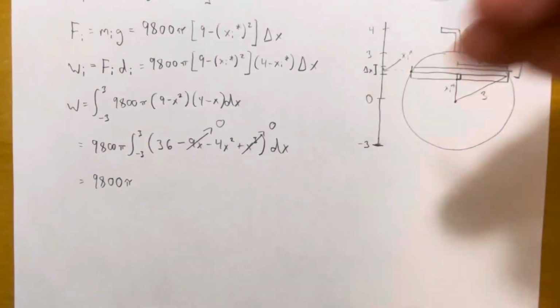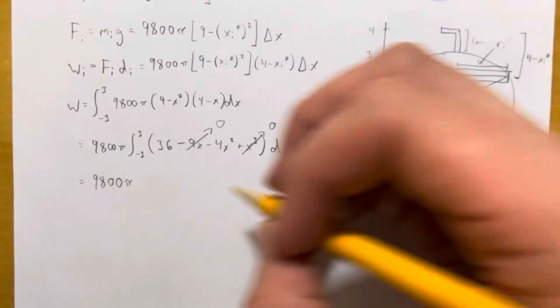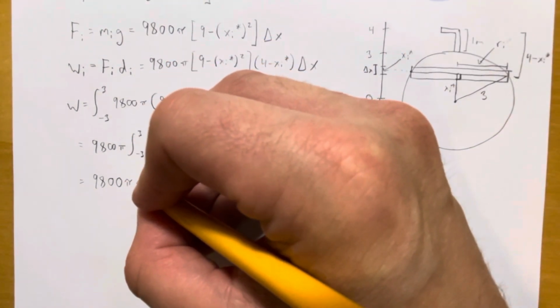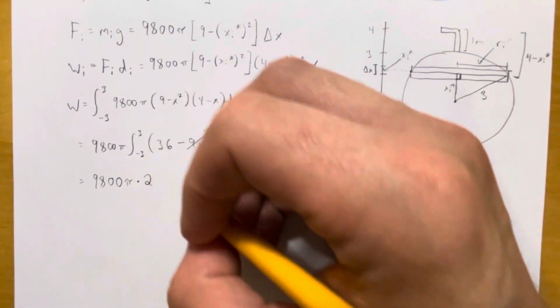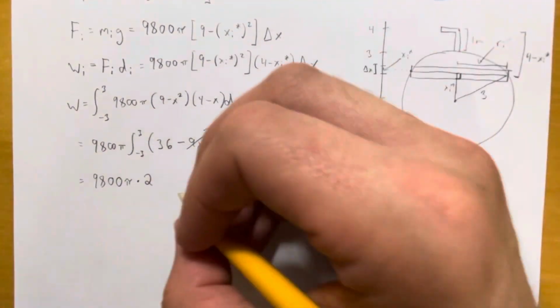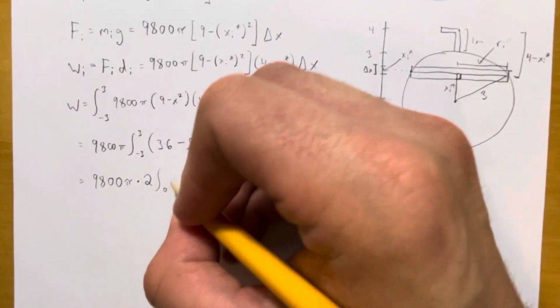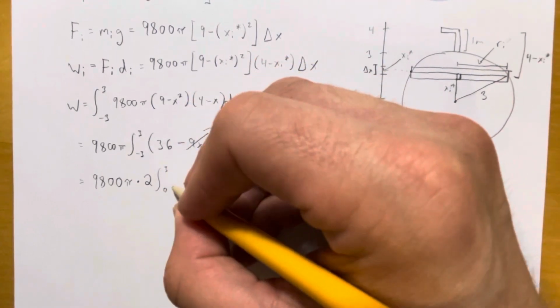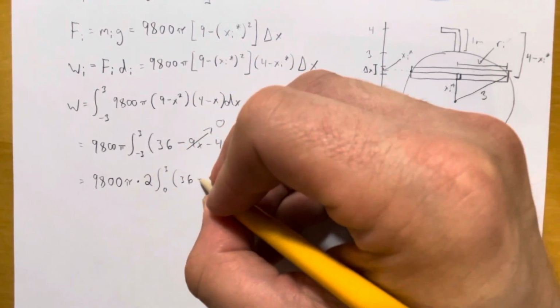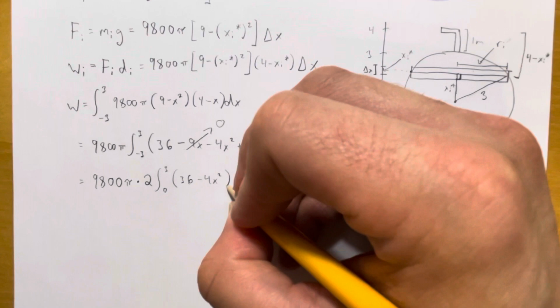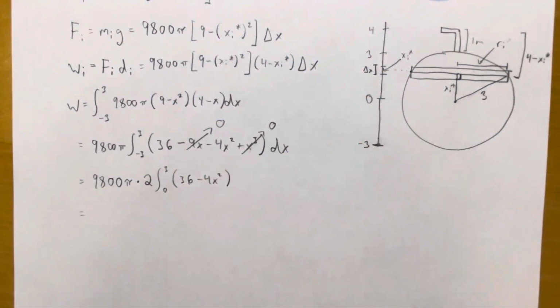Okay, and this is something we talk about in Calculus 1. I'm not going to go through the reason why that is, but if you don't remember, you can even go to my Math 400 videos. I talk about it there. This is going to equal 2 times the integral from 0 to 3 now of just 36 minus 4x squared. Okay, and from here, it's pretty straightforward.